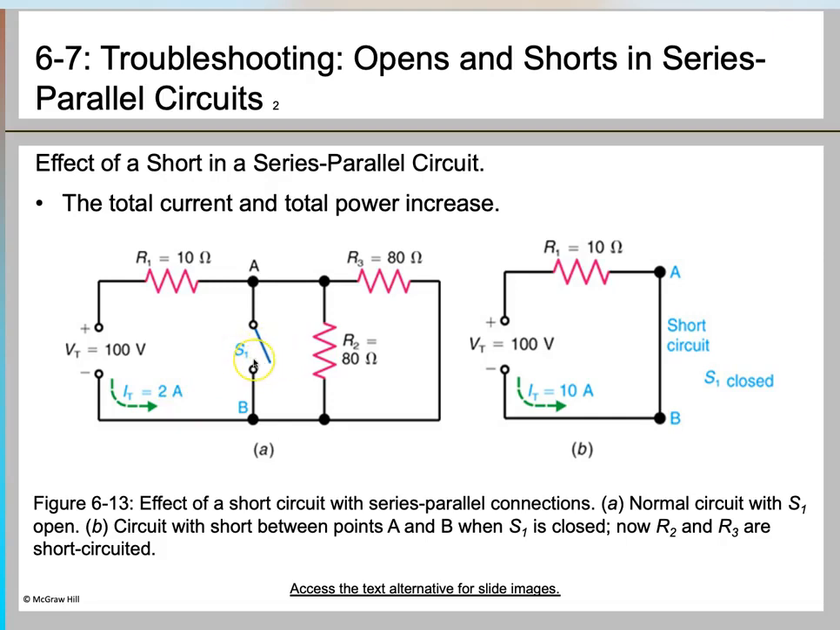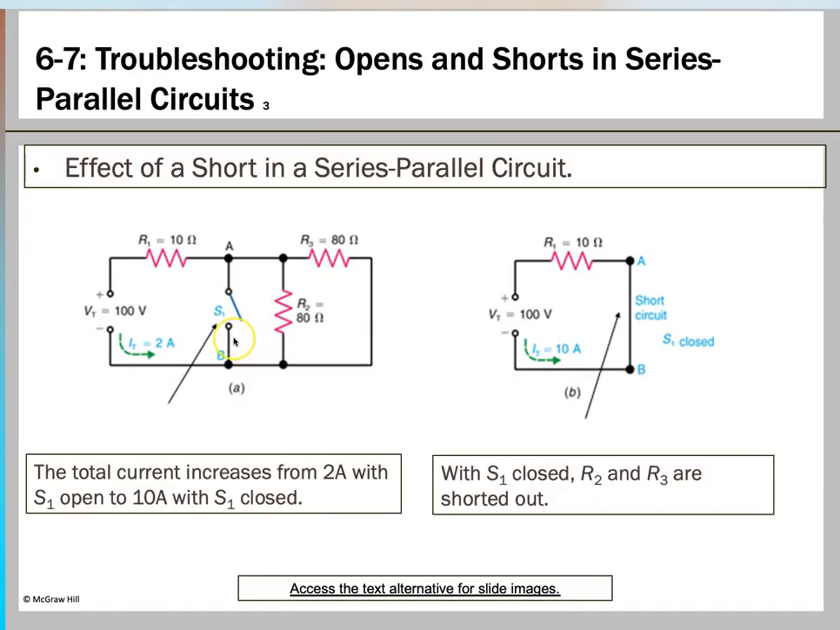So when S1 is shorted, what will happen? You know that the resistance in this particular branch is going to be 0. So the current will basically flow through this path. It will not go beyond that because this is the shortest path it will see. That's why you see here in picture B a circuit with a short between the A and B terminals. When S1 is closed, this is the path it will follow, and R2 and R3 will basically act as a short circuit. So that's the circuit when S1 is shorted.